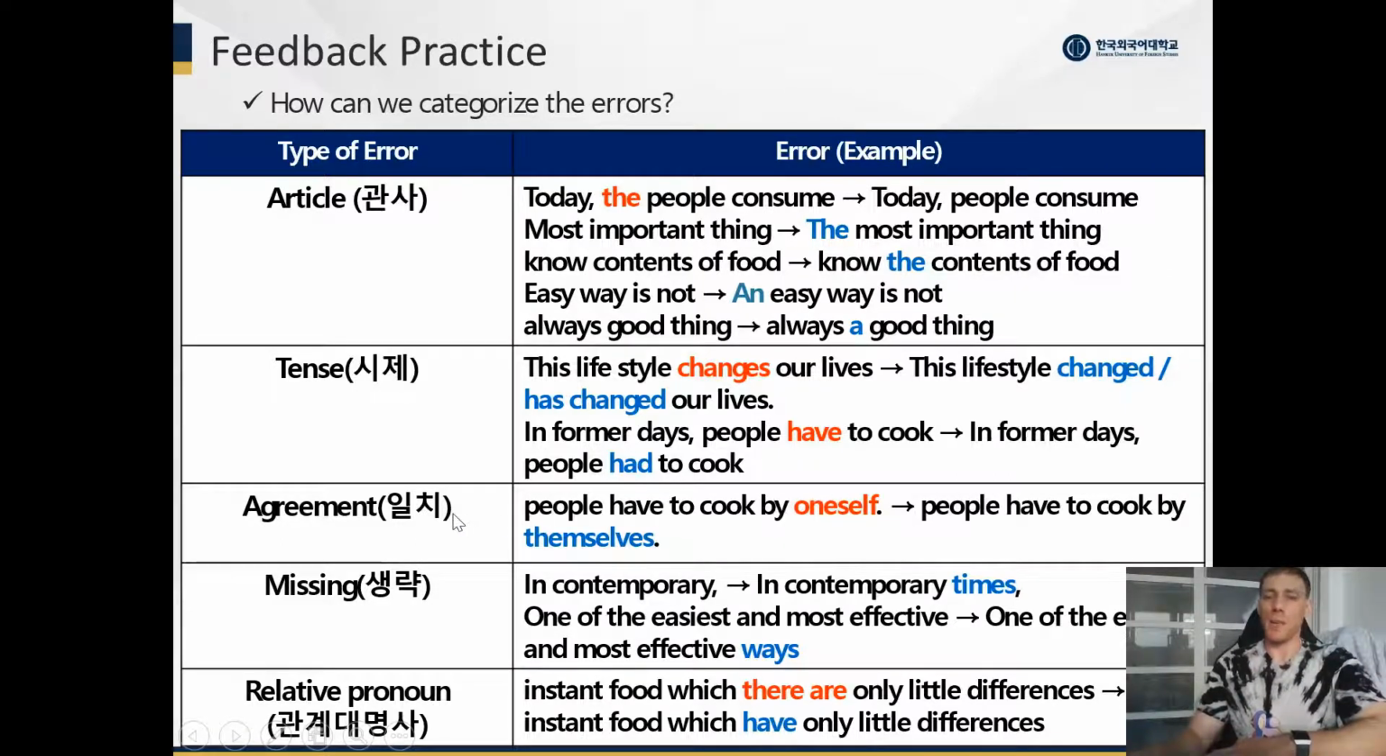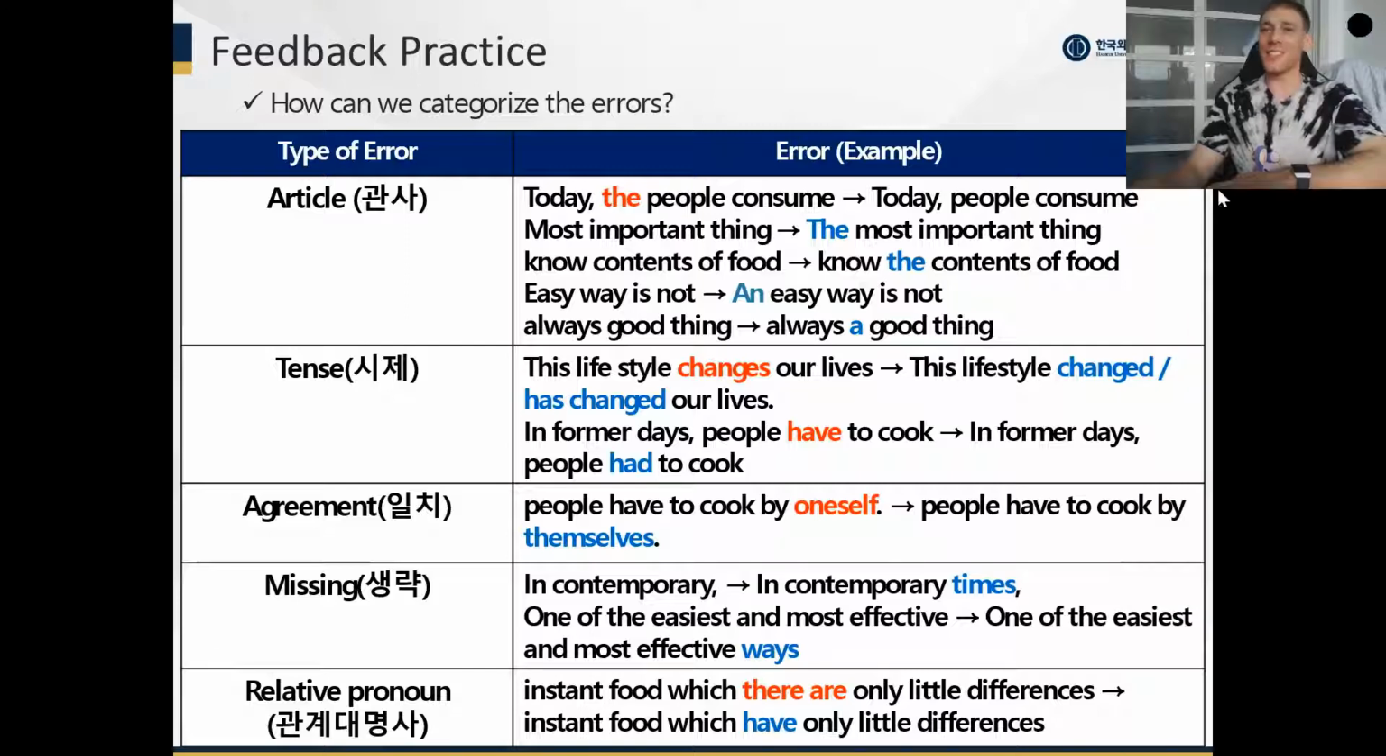Next one. Agreement, making sure that it matches. So oneself is wrong. People have to cook by themselves, not by oneself. Okay, so the agreement, making sure that we have the correct part. Next on, missing words or letters. There's a few of them, right? So example, in contemporary times. Contemporary by itself is wrong. It's just empty. What does it mean? In contemporary? I don't know. Did you write this? Maybe yes, so then it's okay, but we don't know, right? The next one, one of the easiest and most effective ways, because we've forgotten ways. So we need to make sure that we have it down.